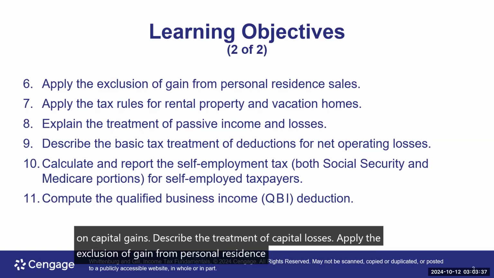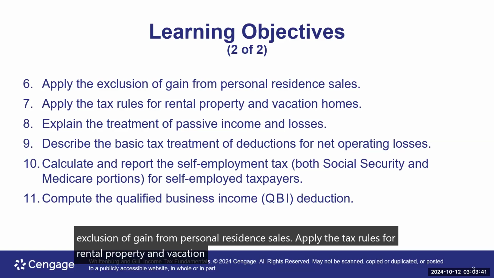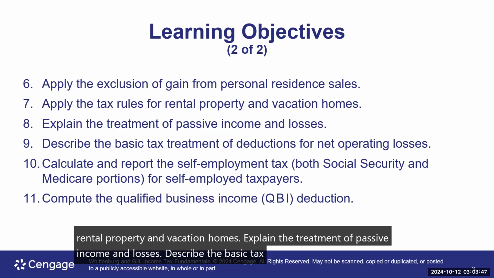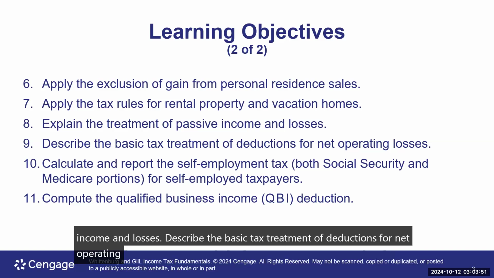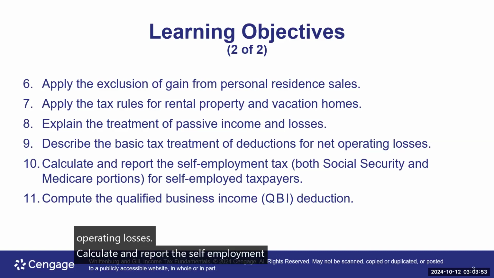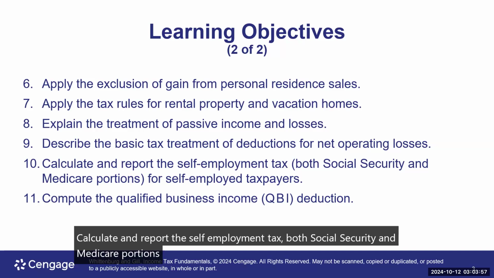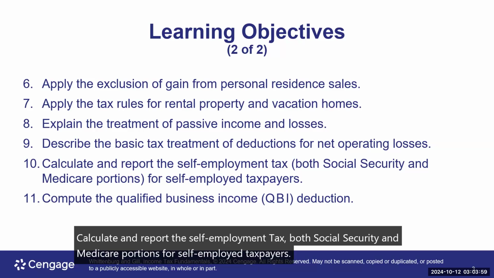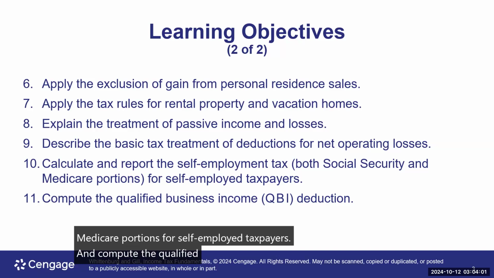apply the tax rules for rental property and vacation homes, explain the treatment of passive income and losses, describe the basic tax treatment of deductions for net operating losses, calculate and report the self-employment tax, both Social Security and Medicare portions for self-employed taxpayers, and compute the qualified business income (QBI) deduction.